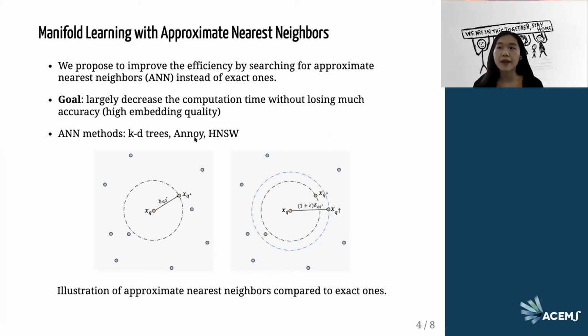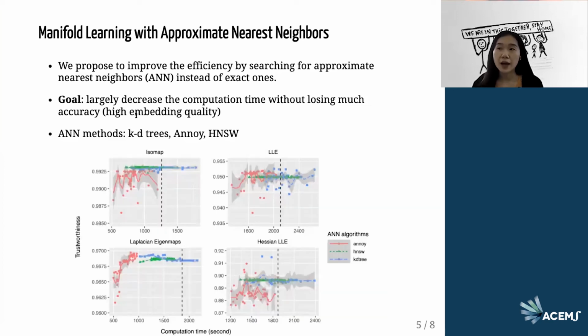There are 3 ANN methods, KD trees, Annoy, and HNSW here. KD trees, for example, achieve the approximation by introducing the epsilon parameter and increasing the searching range. The goal of this research is to largely decrease the computation time without losing much accuracy, measured in the embedding quality, say trustworthiness. So we are expecting a low computation time on the x-axis and a high trustworthiness on the y-axis, so top and to the left.